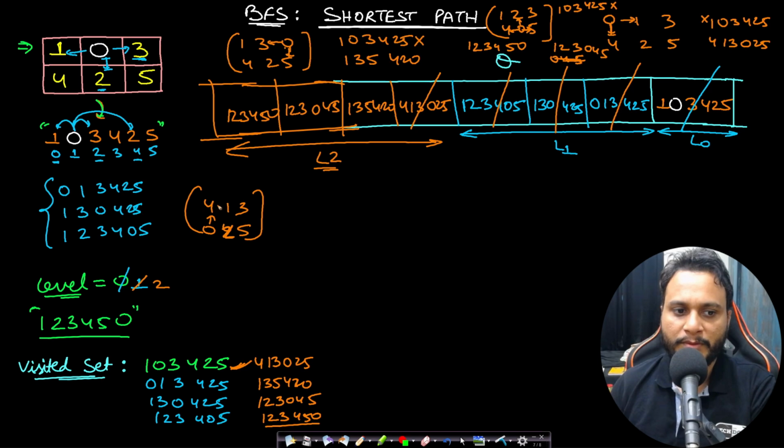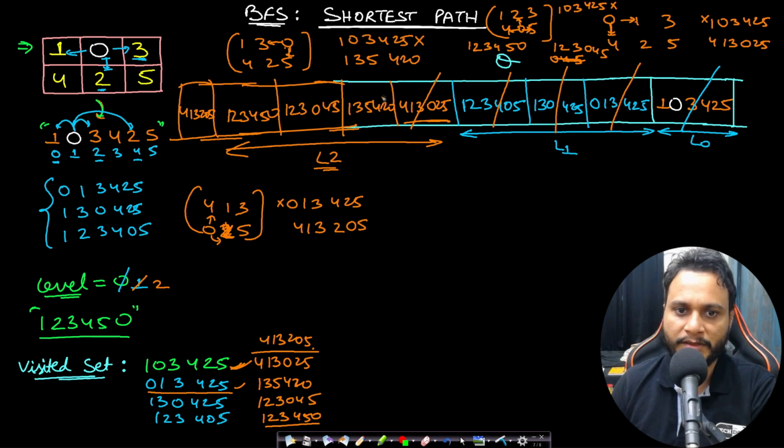Now this 0 can be swapped with this 4, and the new state will be 0, 1, 3, 4, 2, 5, right? So is it already present? You check it out. It is already present, so this state cannot be done. Now if you try swapping this 0 with 2, then you will have 4, 1, 3, 2, 0, 5. Okay, is this present? No, it is not present, so I have to insert it, and I have to insert it here as well. And so we are done processing this node.